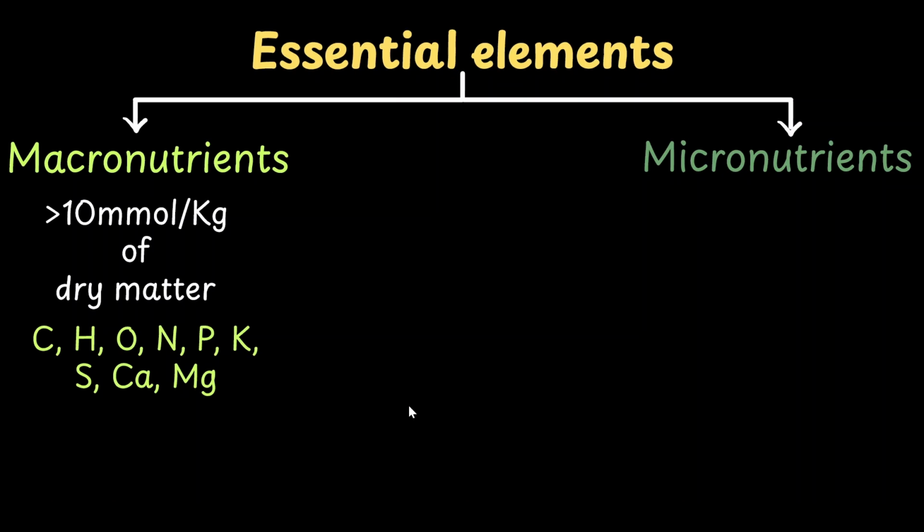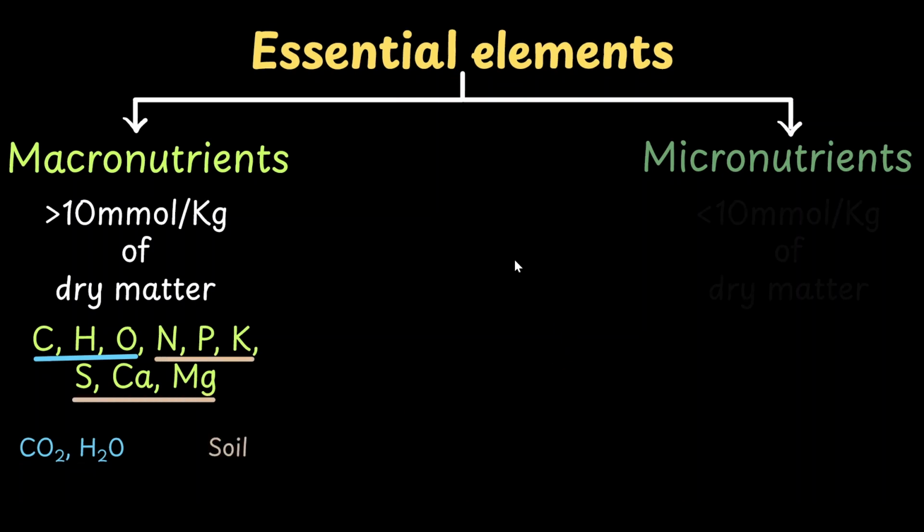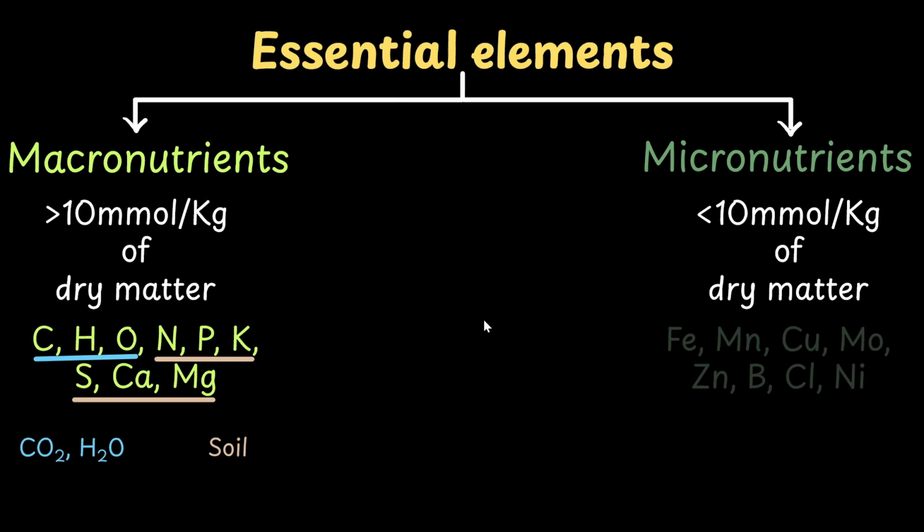Macronutrients in plants are carbon, hydrogen, oxygen, nitrogen, phosphorus, potassium, sulfur, calcium, and magnesium. Out of this, carbon, hydrogen, and oxygen are derived from carbon dioxide and water, whereas the rest are derived from the soil. Plants require less than 10 millimole of micronutrients per kg of its dry matter. So, iron, manganese, copper, molybdenum, zinc, nickel, boron, and chlorine are micronutrients in plants.